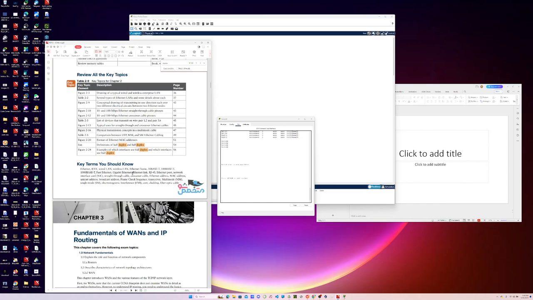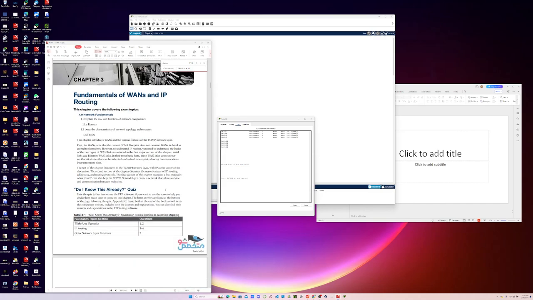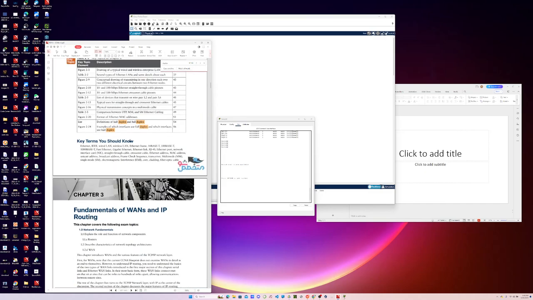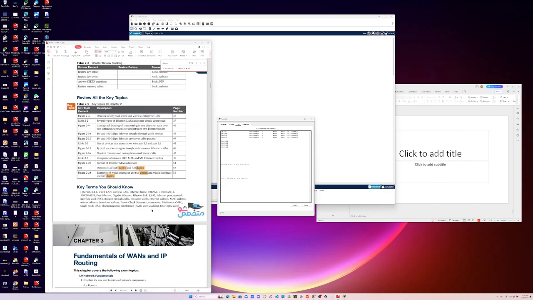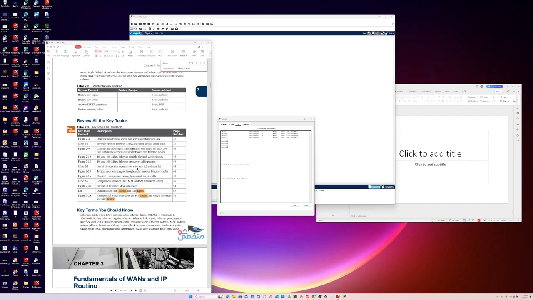Ethernet IEEE wired LAN, wireless LAN, Ethernet frame, 10BASE-T, 100BASE-T, gigabit Ethernet, and so on. Straight-through cable, crossover cable, Ethernet address, MAC address, unicast address, broadcast address, frame check sequence, transceiver, multimode, single mode, electromagnetic interference, EMI, core, cladding, fiber optic cable. Key terms you should know. So chapter 2 was trying to know all of these key terms and key topics.